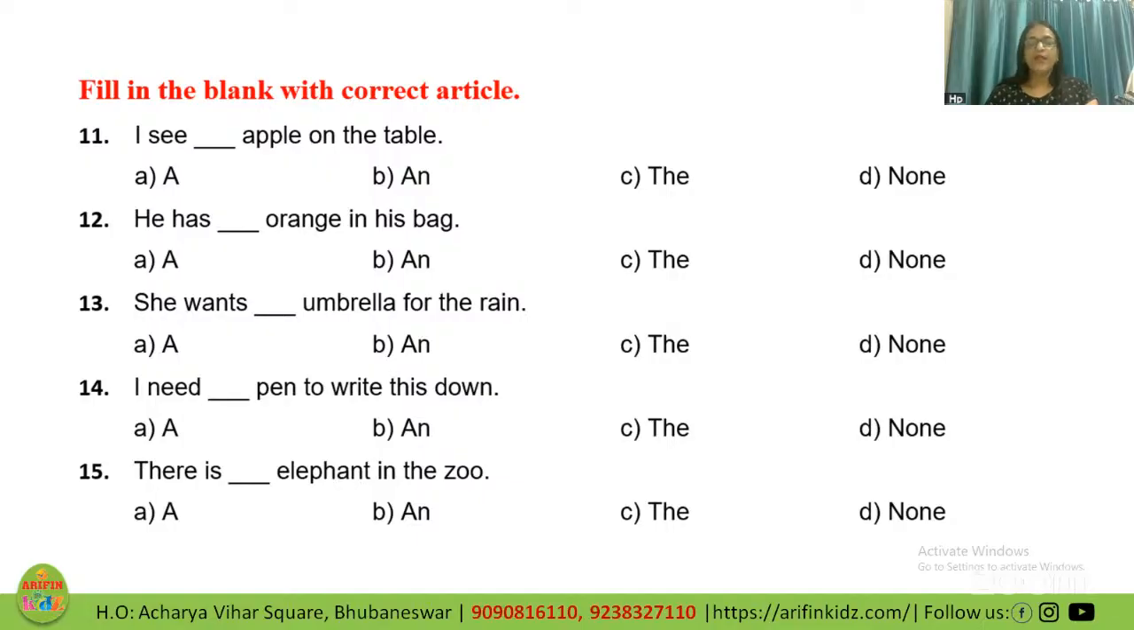Question number 12. He has dash orange in his bag. Subhasmita, B. Okay. Trupti, Arnav, Sivani, Dibya, very good. Question number 12, he has an orange in his bag. The correct answer is option B. Let's come to question number 13. She wants dash umbrella for the rain. Again, give me the correct answer. Yes.